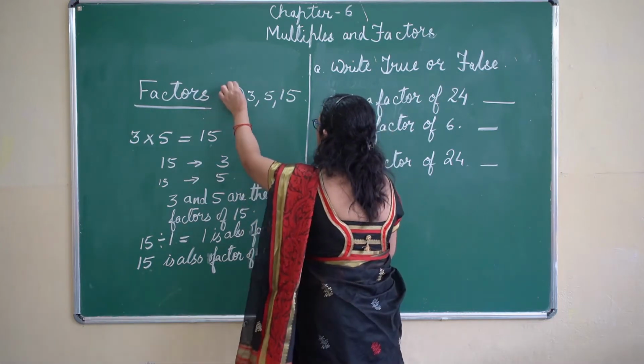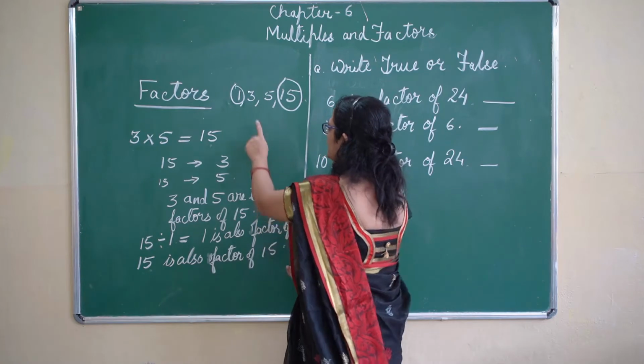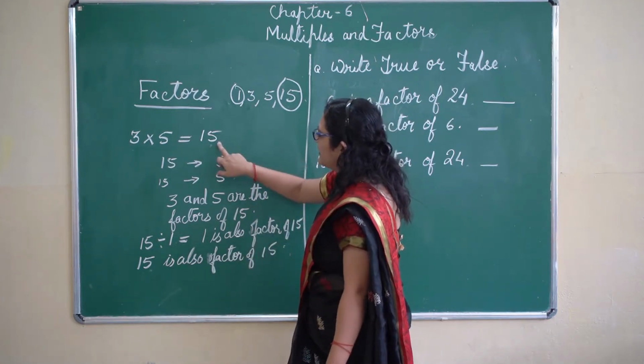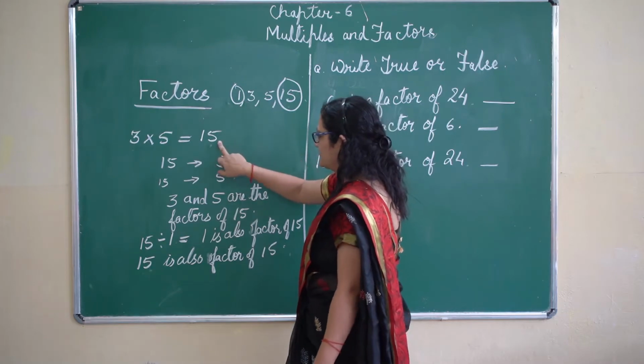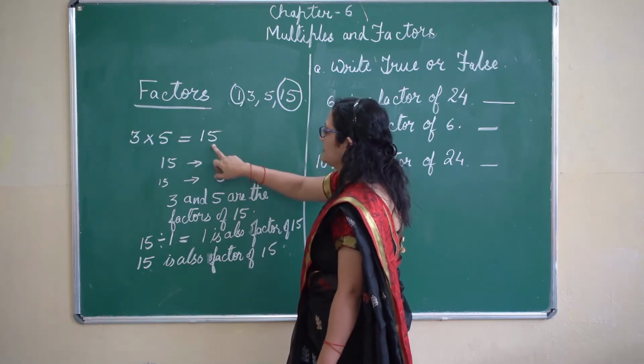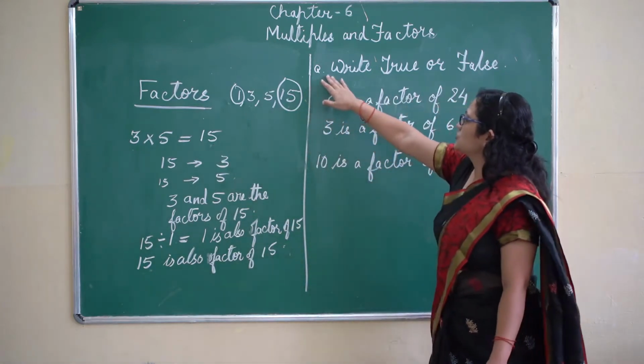Every number has 1 and the number itself as factors, and the others are what exactly divide that number. 3 divides 15 and 5 also can divide 15. Okay, so factors are this. So now we can take an exam question.